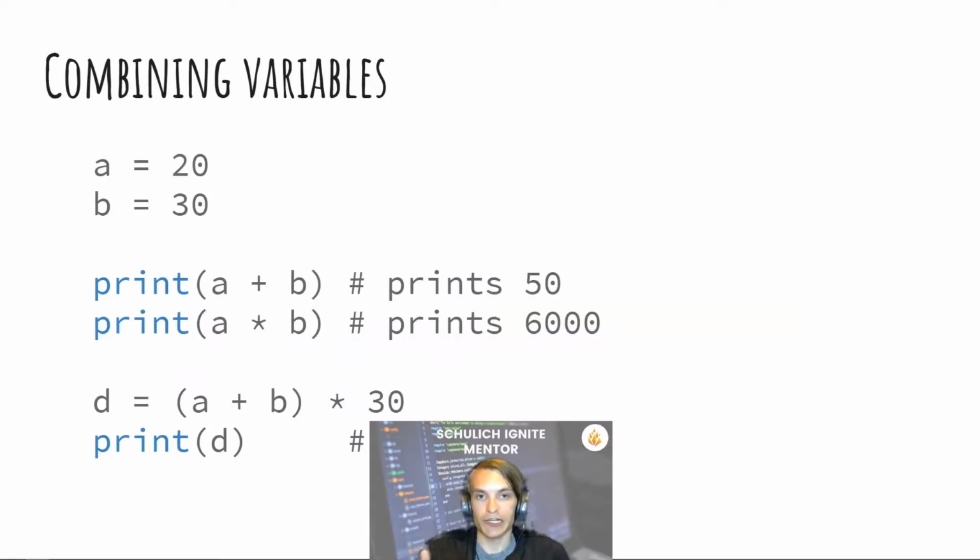So, combining variables. Having just the variables on their own, like we did last time, is useful, as we saw, because it lets you use the same value in multiple places without having to type it over and over again. But what's really useful is being able to use these values together in various sorts of ways.